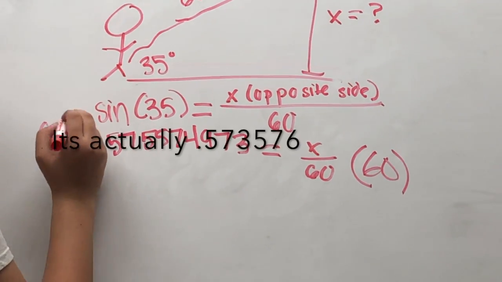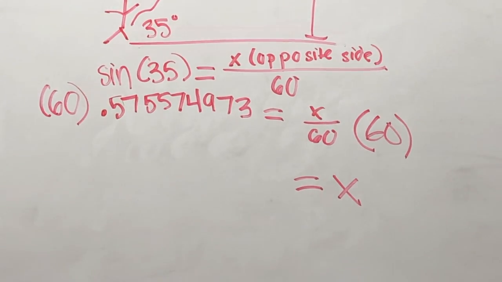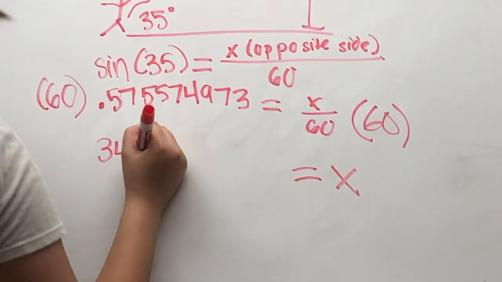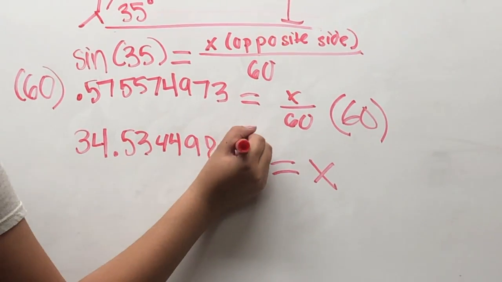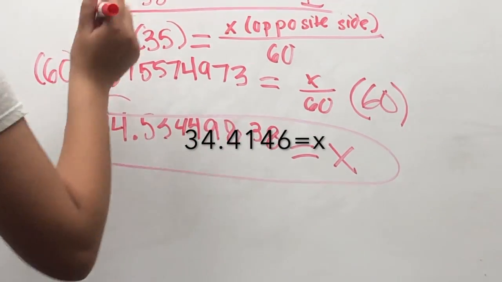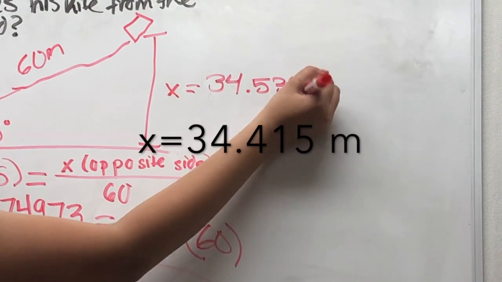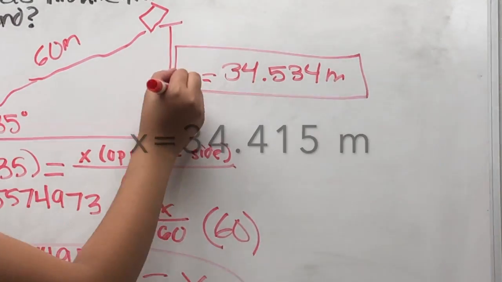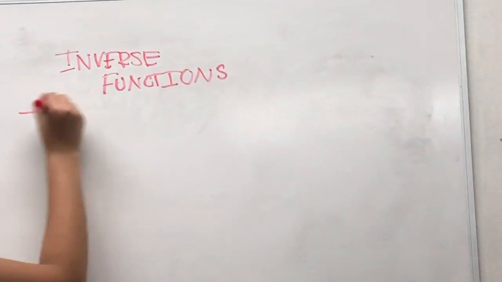So then we have to multiply each side by 60 to isolate x. So what you just saw there is just a correction of the answer. Then when we multiply by 60, the right answer, not what's on the board, is 34.4146, which will pop up right now. And then that means that our final answer is 34.415 meters.